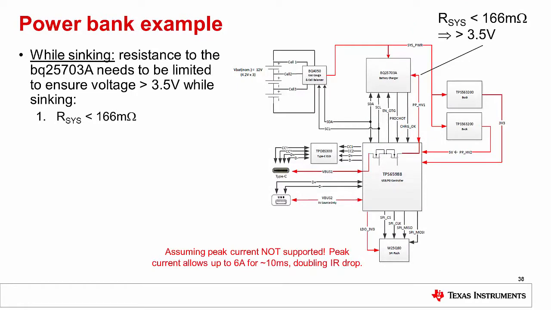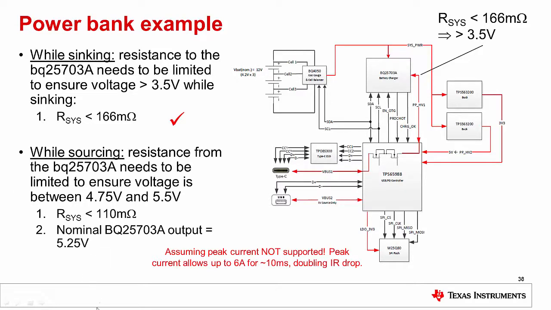So if we take those two scenarios together, the sinking and the sourcing scenario, first, to meet the requirements on the sink side, I just need to make sure the system resistance is less than 166 milliohms. That's no problem. On the source side, first I need to make sure that the system resistance is less than 110 milliohms, and if I do that, then I need to set my nominal voltage output on the battery charger to 5.25 volts instead of the 5 volts, which you might do when you first look at it. That'll help meet the light load and the heavy load requirements.